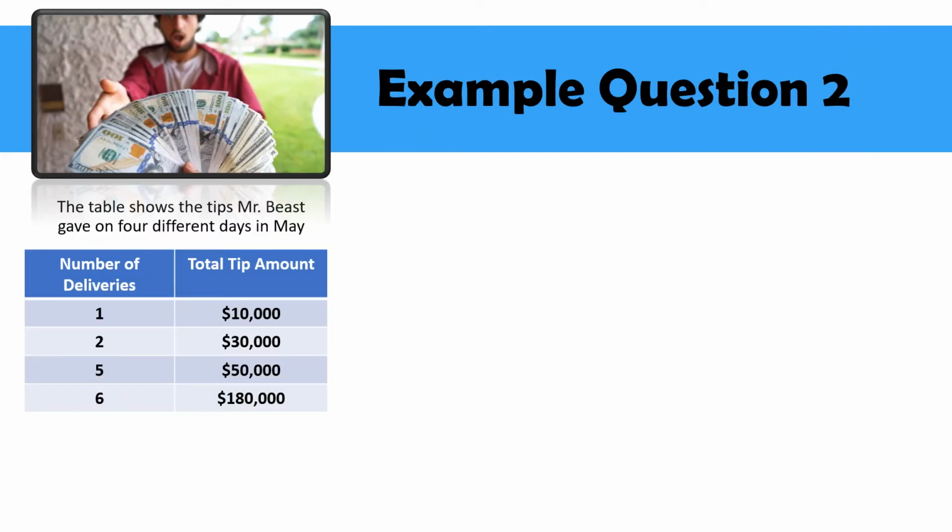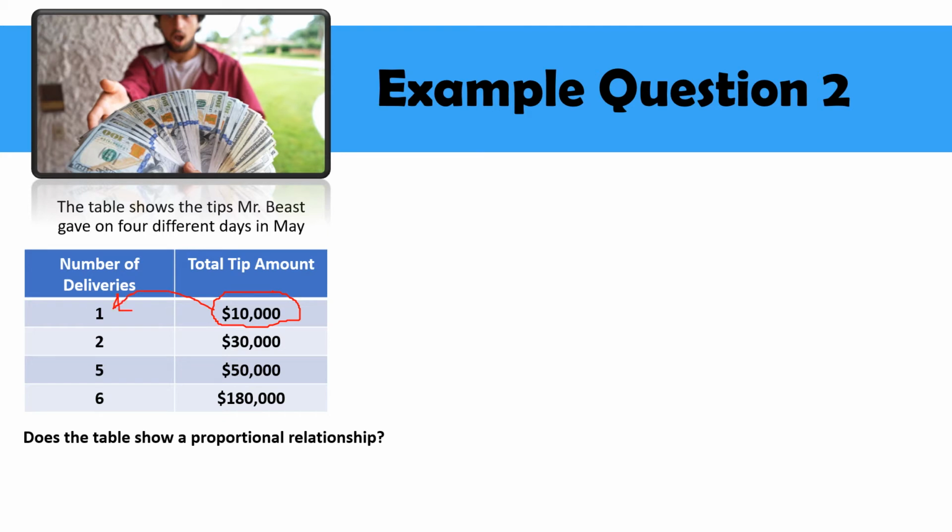Example question number 2. Keeping with the same theme, we're going to talk about Mr. Beast's tips, but now we're talking about May. If you look at the table, you see the number of deliveries made and the total tip amount. My question to you is, now does this table show a proportional relationship? Remember, in order to figure that out, we're going to be dividing the values in this column, which are our y values, by the numbers in this column, which are our x values.